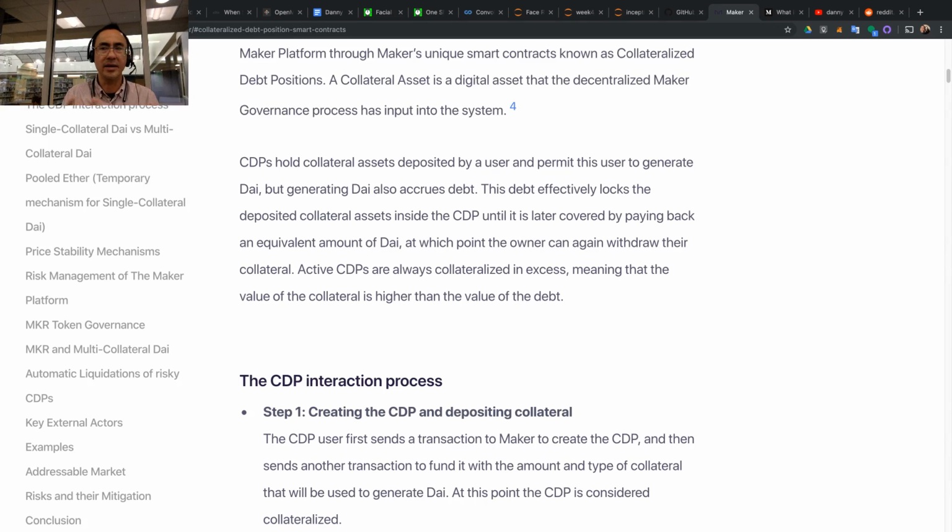And it's very efficient, because all you have to do is put your ETH, or probably your Bitcoin in the future, into the smart contract. You just open your laptop, and in return you get DAI. Then you can use that DAI to buy something else.